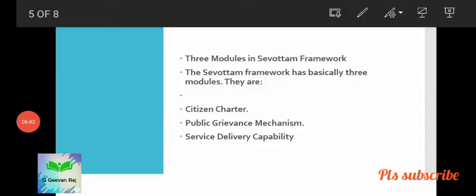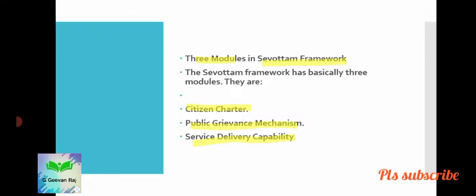Now let us see what are the three modules in the Sevattom framework. The Sevattom framework has basically three modules. They are citizen charter, public grievance mechanism, and service delivery capability.